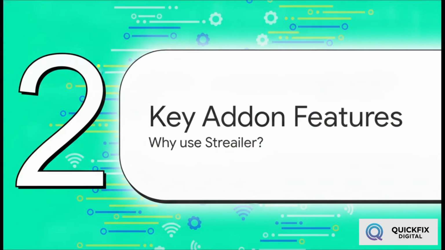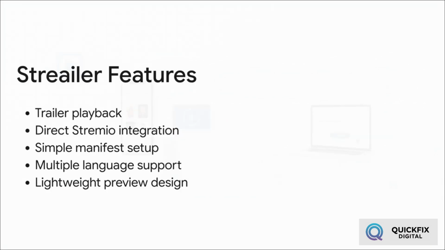Moving right along to Section 2, Key Add-on Features. Let's look at why you'd actually want to use this on your setup. So, beyond that seamless Stremio integration and the totally painless manifest setup we just talked about, there are a few real standout features here. You get instant, lightweight trailer playback, which means absolutely no buffering when you're just trying to get a quick feel for a new TV show. But honestly, the really cool part is the multi-language support. You can perfectly tailor those trailer previews to your specific region, making it a highly localized experience. It actually adapts to you rather than forcing some clunky one-size-fits-all approach.